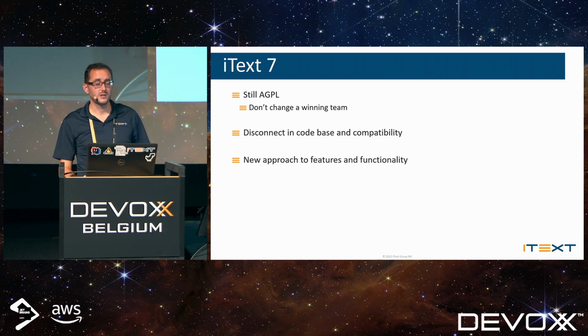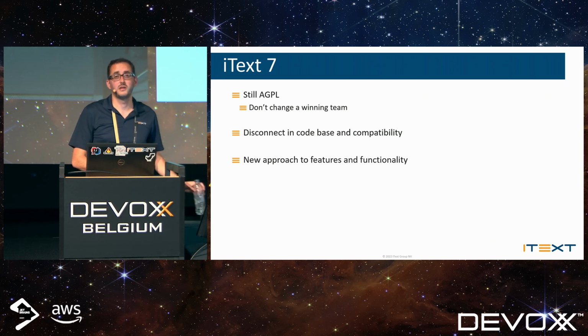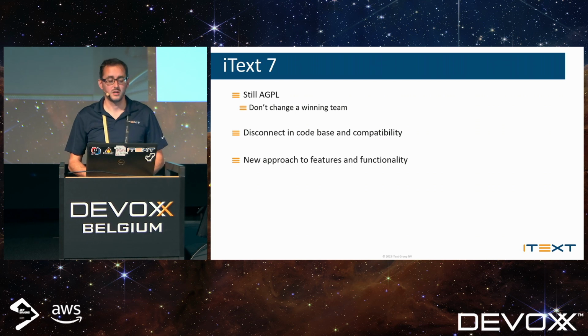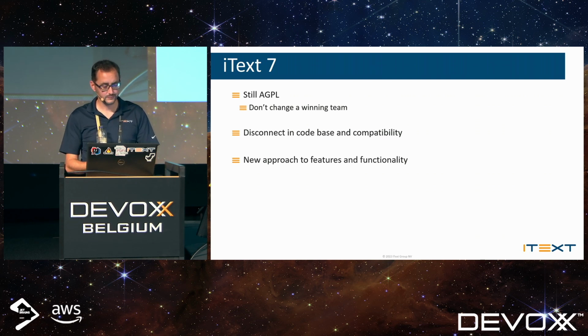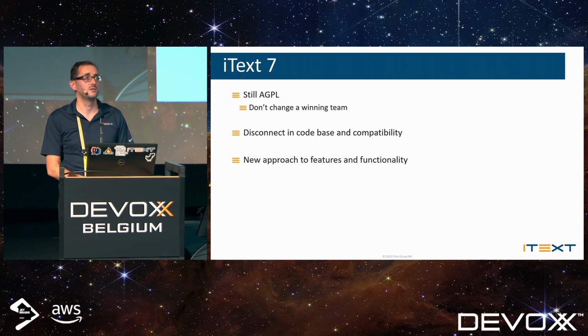So it's still AGPL, don't change your winning theme. We still have the commercial license AGPL combination running. But for iText 7, we have a disconnect in codebase and in compatibilities. So by that I mean that we broke the API for it, so you cannot port your iText 5 code to iText 7 by just copy pasting. You need to make changes in your code base.